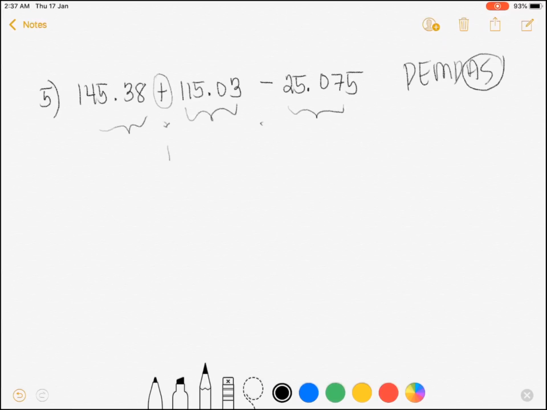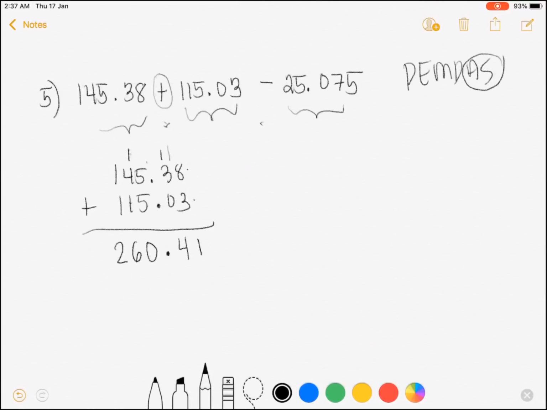Okay. So, we have 145.38 plus 115.03. Okay. So, naka-align na yung decimal point. Pwede nating i-add. So, 8 plus 3 is 11. Carry 1. 1 plus 3 is 4. Then, copy the decimal point. So, next we have 5 plus 5 is 10. Carry 1. 1 plus 4 is 5. Plus 1 is 6. Lastly, 1 plus 1 is 2.